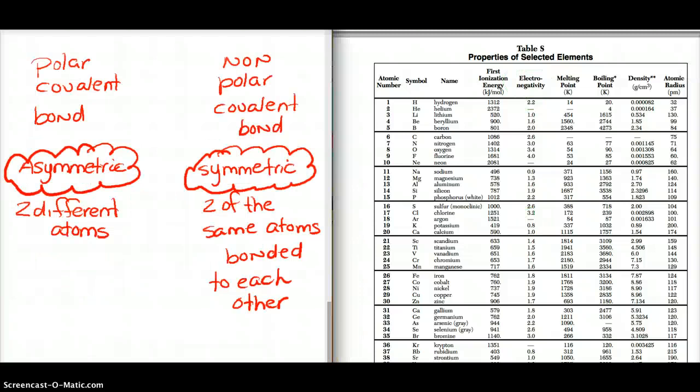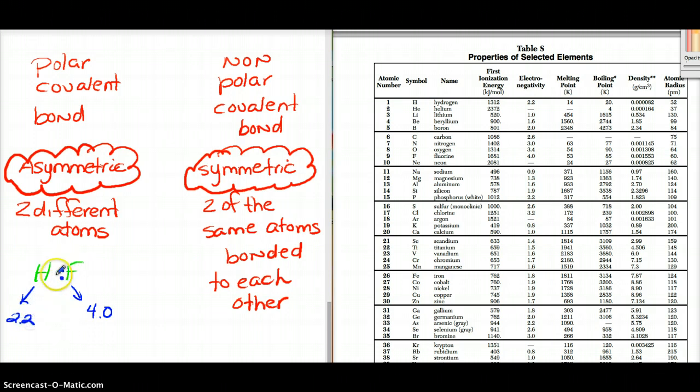All right, just to recap, I wrote down the basics that you have to absolutely know. If you have a polar covalent bond, remember a bond is only between two atoms. It is going to be asymmetric, and it's going to be between two different atoms, such as HF. And the electrons are not going to be shared equally. The electrons are going to be slightly closer to one of the atoms, the one with the higher electronegativity. So this guy has an electronegativity of 4, this guy has an electronegativity of 2.2, so the electrons are slightly closer to the fluorine.